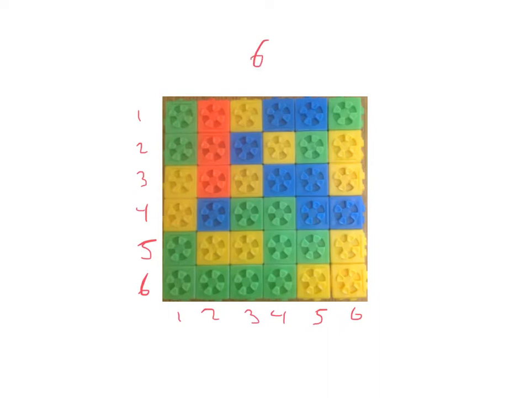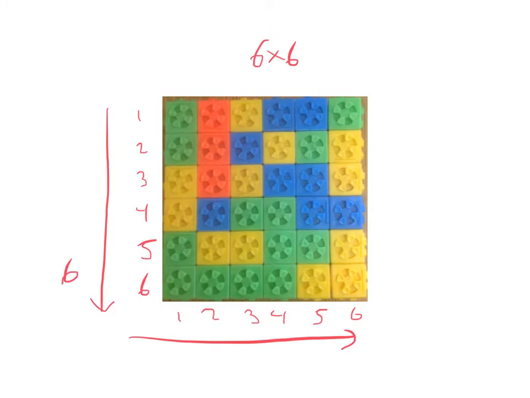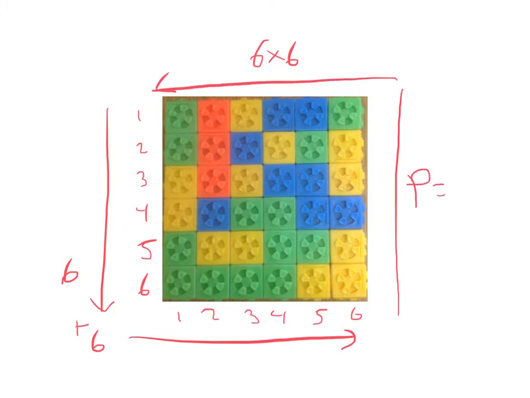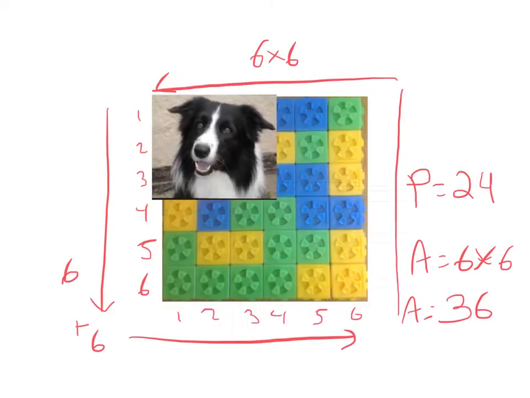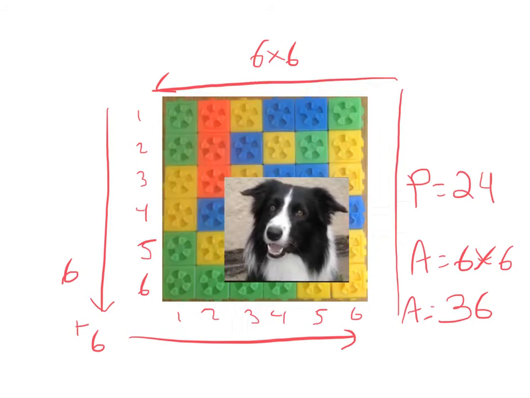Let's take this 6 by 6. So what's the perimeter? Well, 6 by 6, halfway around is 6 plus 6, 12. So all the way around would be double that, double the dimensions. So the perimeter equals 24. But the area equals 6 times 6, 36. Area equals 36. And we have a happy doggy with 36 block area to move around in.